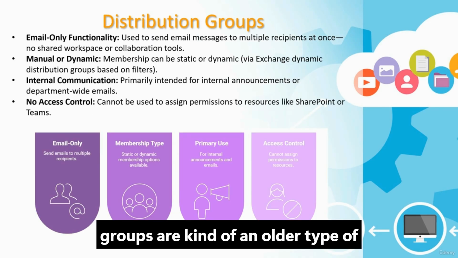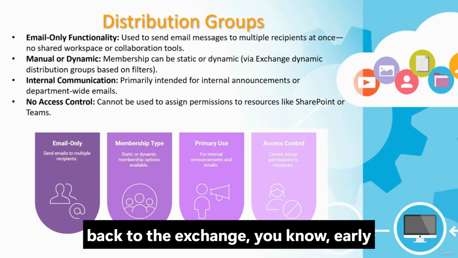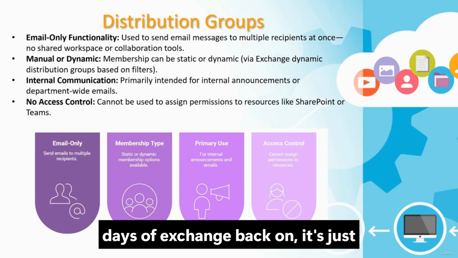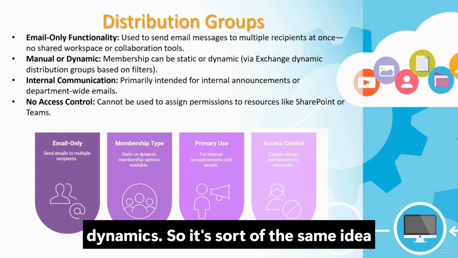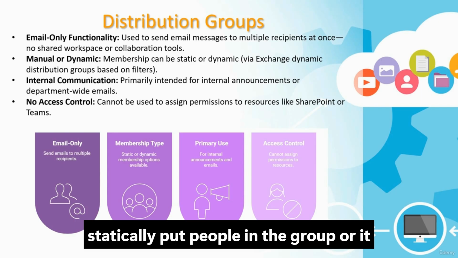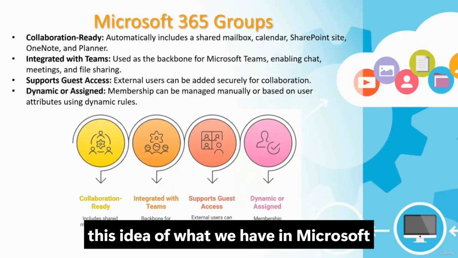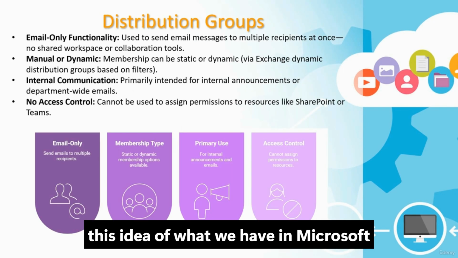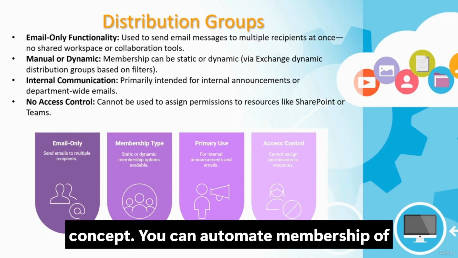So distribution groups are kind of an older type of group. They've been around forever, going back to the early days of Exchange, back when it was just called a distribution list. You have what's called manual or dynamic. It's the same idea as what you saw with dynamic or assigned. Manual or dynamic means you can statically put people in the group, or it can be dynamically controlled based on filters. It's a little different from the Microsoft 365 dynamic, but it's the same basic concept. You can automate membership of the group, okay?